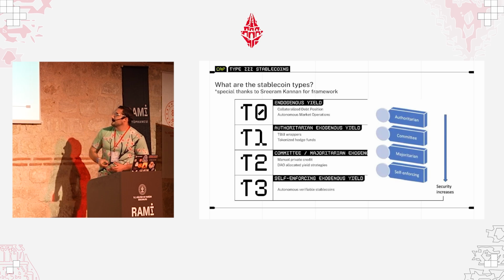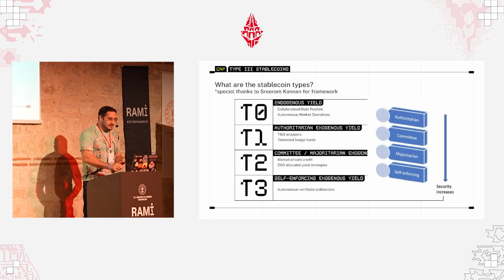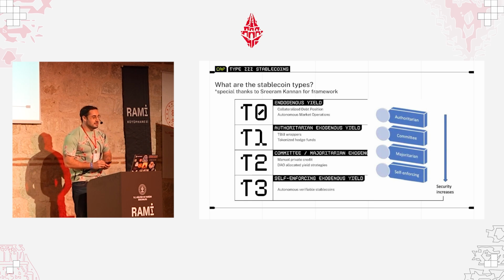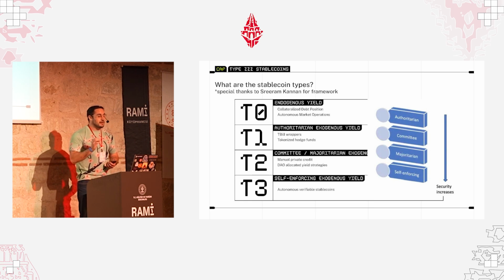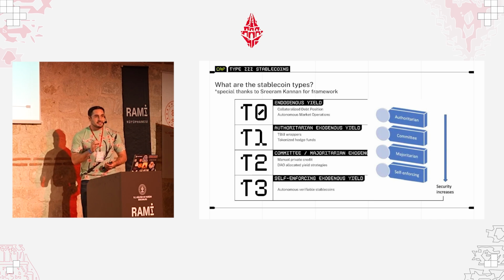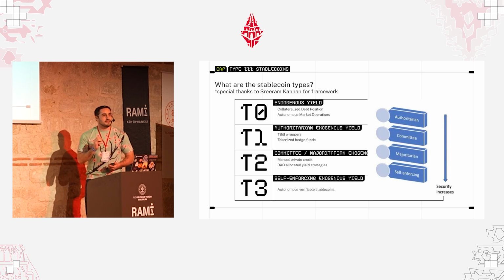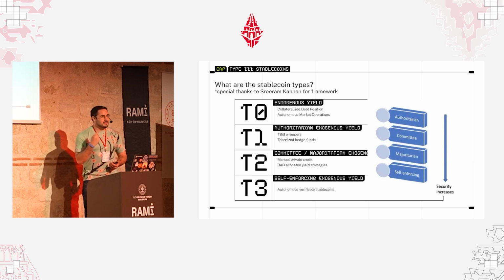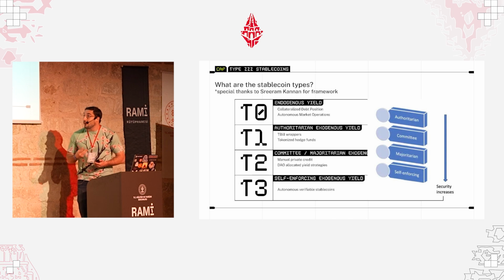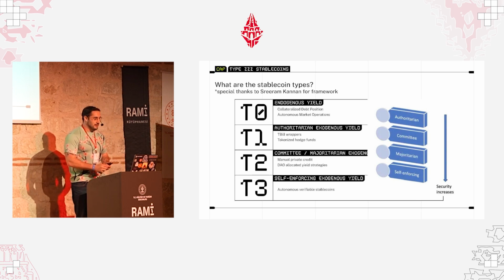Type 1 to Type 3 stablecoins promise exogenous yield. So these are stablecoins where the yield comes from outside of their platform rather than from within. The way to break these down is how does each stablecoin in each type deliver on their promise? Is it a team delivering on that promise? Is it a DAO delivering on that promise? Or is it a smart contract delivering on that promise?